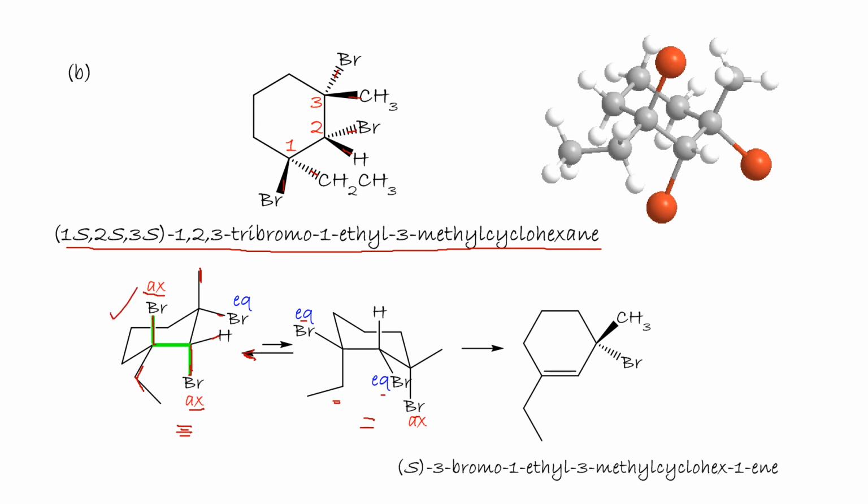For this one, these two Br are not axial, anticoplanar, in this conformation or in that conformation, so we cannot eliminate this Br and this Br. Here this Br with this Br cannot be eliminated, and the only product is 3-bromo-1-ethyl-3-methyl cyclohexane.